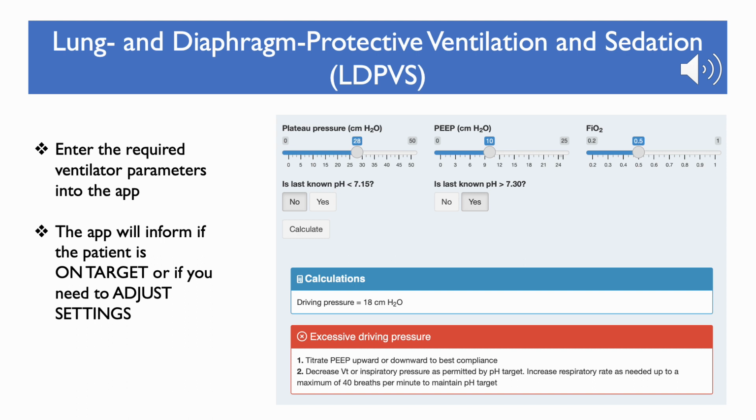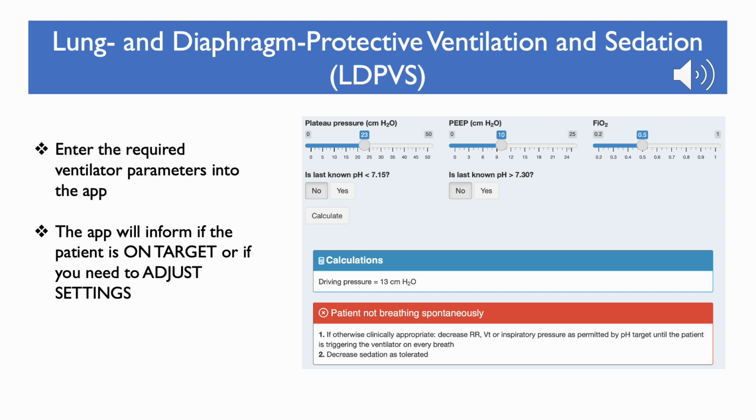pH permits. The respiratory rate may be increased to a maximum of 40 breaths per minute to maintain the pH on target. After adjustments are made, the measurements can be repeated and re-entered in the app to ensure that the protocol is being followed. Here is another possible scenario. In this case, the patient is not breathing and is on target according to protocol during controlled ventilation.